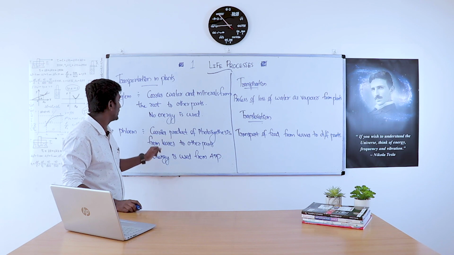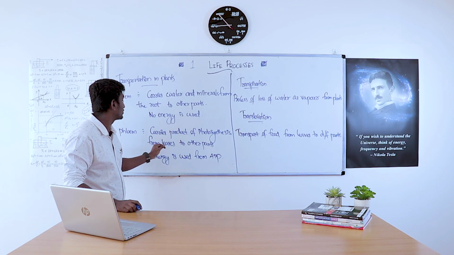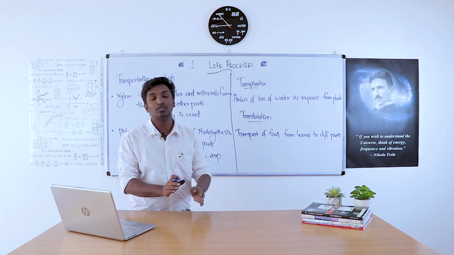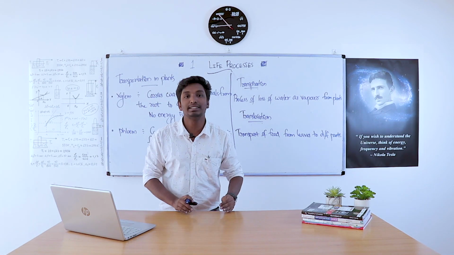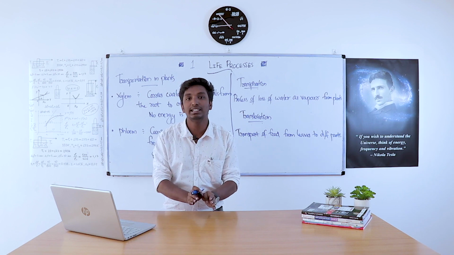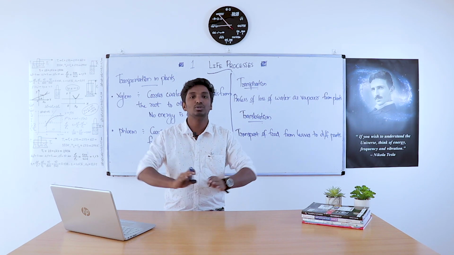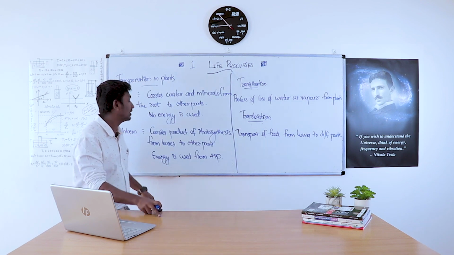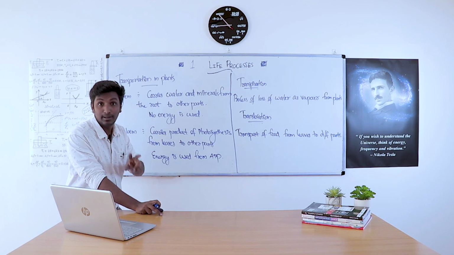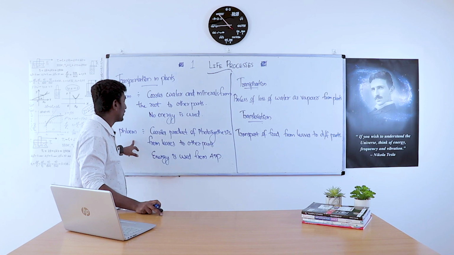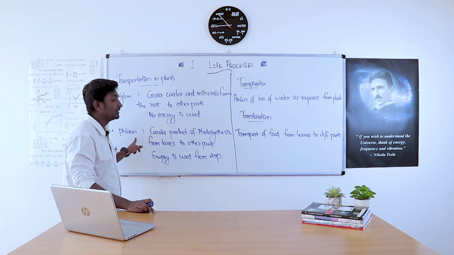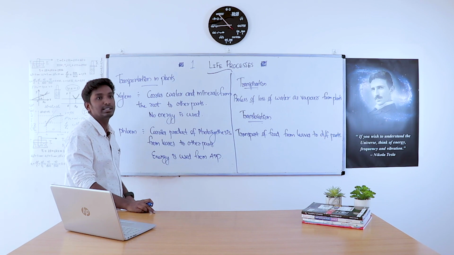But in the case of phloem, it carries the product of photosynthesis from leaves to other parts. We know that as a result of photosynthesis, food is prepared in the leaves. This food material is transported to all parts of the plant through phloem. Here energy is used from ATP.